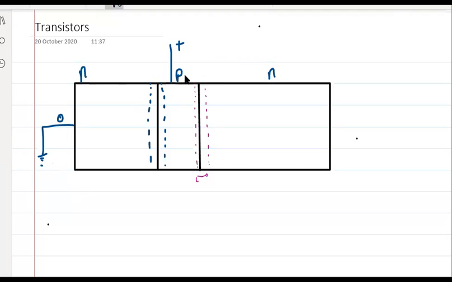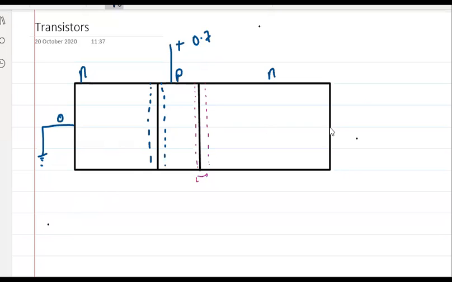Now think about it. What will happen? I'm just talking about this NP junction. Tell me, is this forward biased or reverse biased? Think about it. I'm giving some positive charge, and this is very small, just like 0.7 for now, not more than that. Very small potential. Still, is it forward biased or reverse biased? Forward biased, very good everyone.